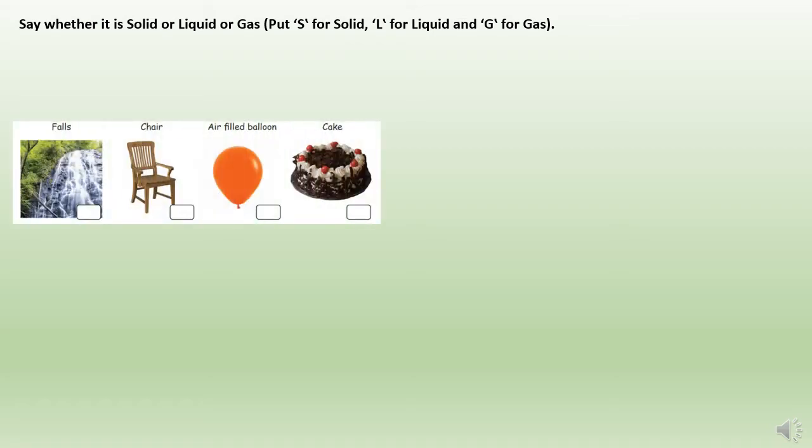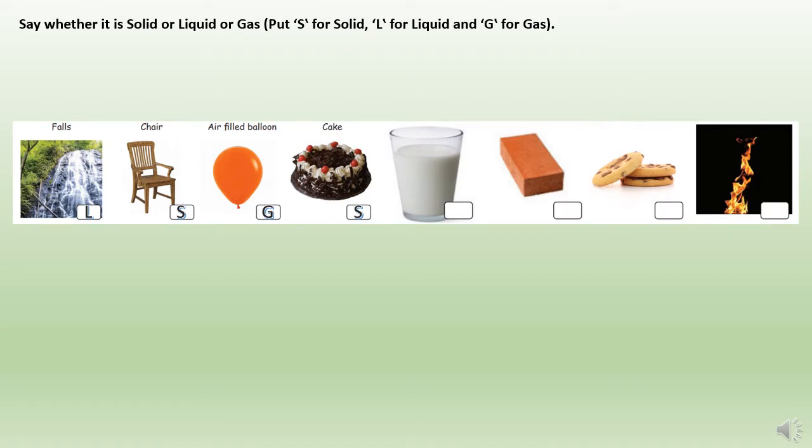Okay, here we have some things wherein we need to say whether they are solids, liquids, or gas. Now, the first one is water, so it is liquid. The second one is a chair, solid. Air-filled balloon, gas. Cake, solid. Milk, liquid. Then we have a brick, which is a solid.